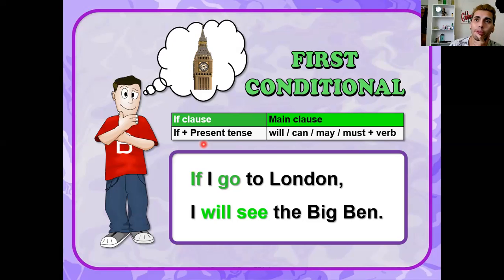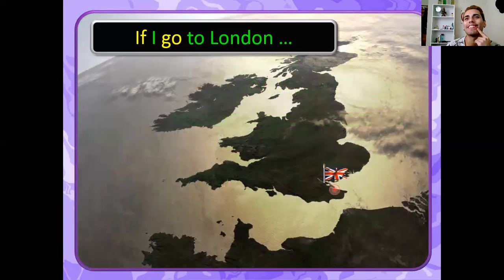Let's read the example together. If I go to London, I will see the Big Ben. You can also say, if I go to London, I can see the Big Ben. If I go to London, I may see the Big Ben. Or if I go to London, I must see the Big Ben. Remember, you can always use any of these four modal verbs in order to make your sentence more interesting.